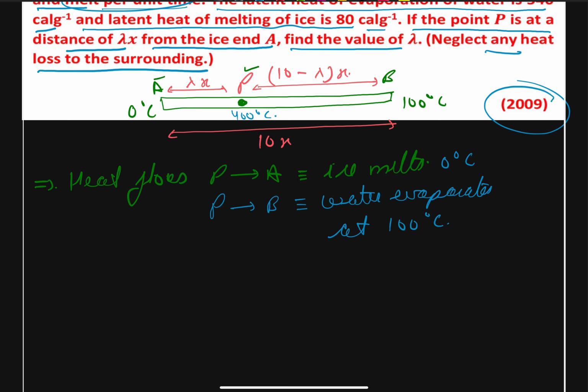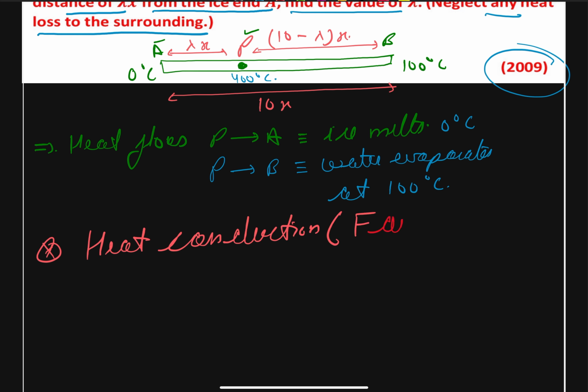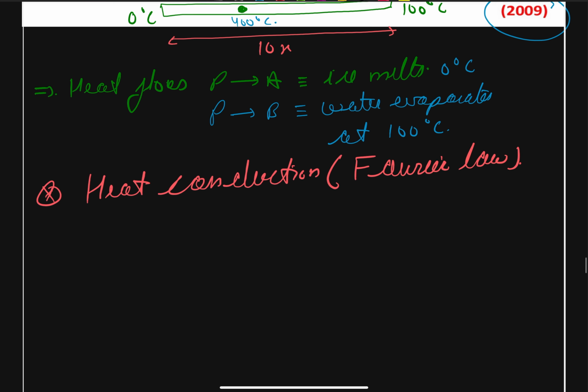So we can use our conduction formula, which is called the heat conduction formula, and it is also called Fourier's law. So we have heat conduction, which is also called Fourier law, and it gives us that Q is equal to KA delta T divided by L.